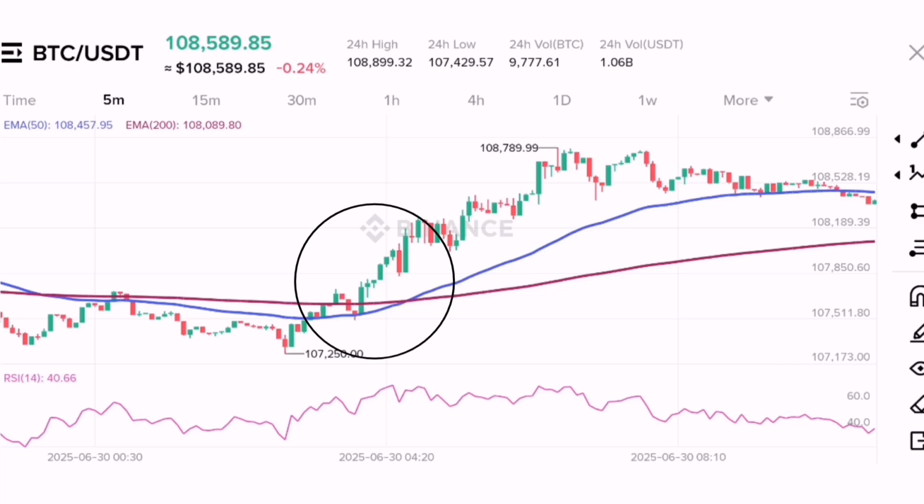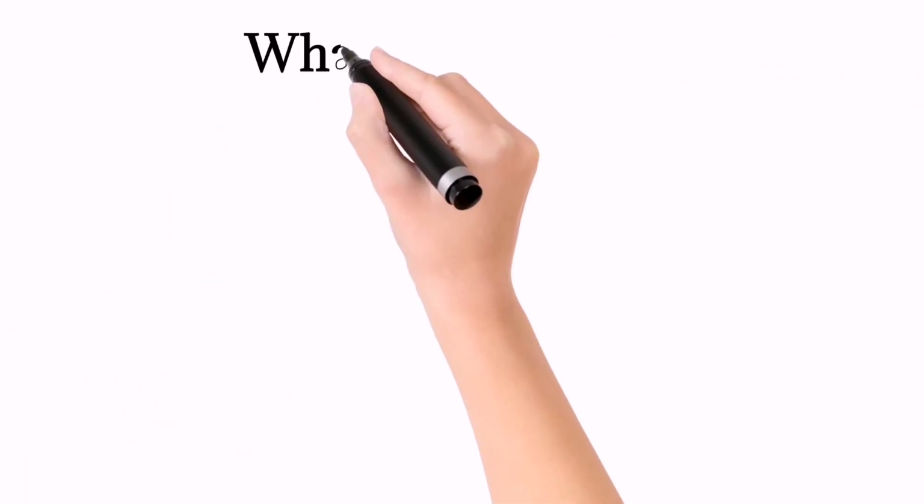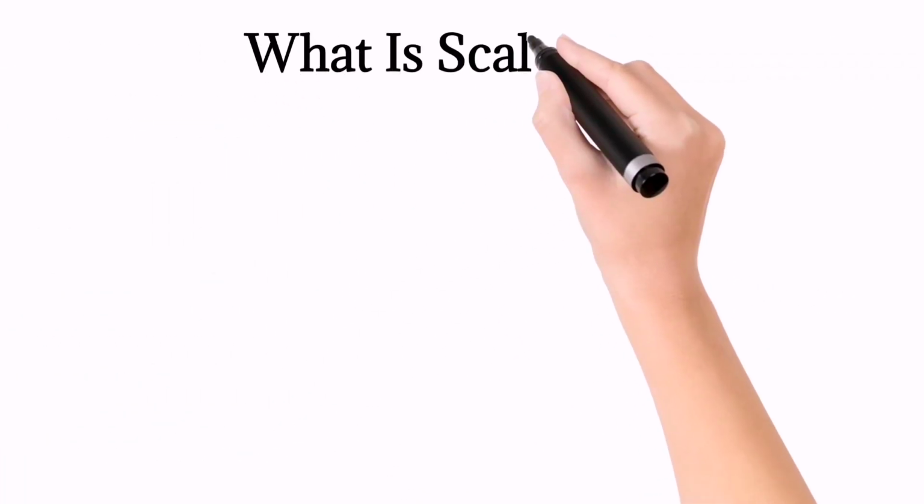You'll learn the logic behind scalping, the best time frames to use, all indicators required, when to enter and exit, how to manage risk, real chart examples, and how to scale this strategy to grow a serious trading account. No confusing theory, no fluff, just a complete trading blueprint. Let's dive in. What is scalping?